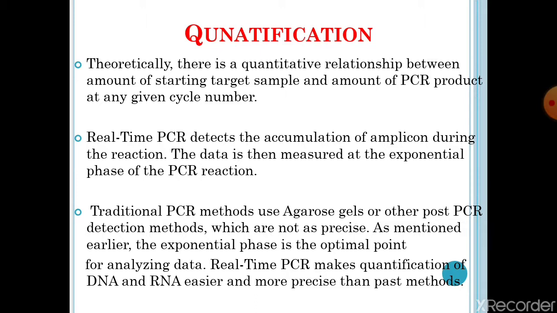Whereas the traditional PCR methods use agarose gel or other post-PCR detection methods, which are not as precise as real-time PCR. As I mentioned earlier, the exponential phase is the optimal point for analyzing the data. So real-time PCR makes quantification of DNA and RNA easier and more precise than the past methods.